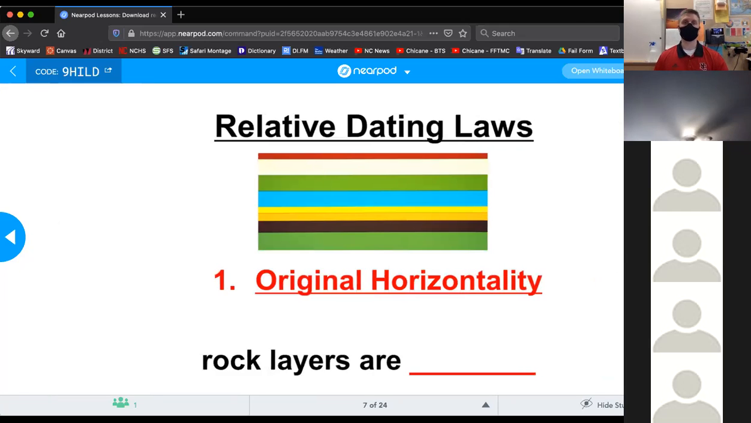Moving on. All right, so some rules or laws of relative dating. First one is original horizontality.